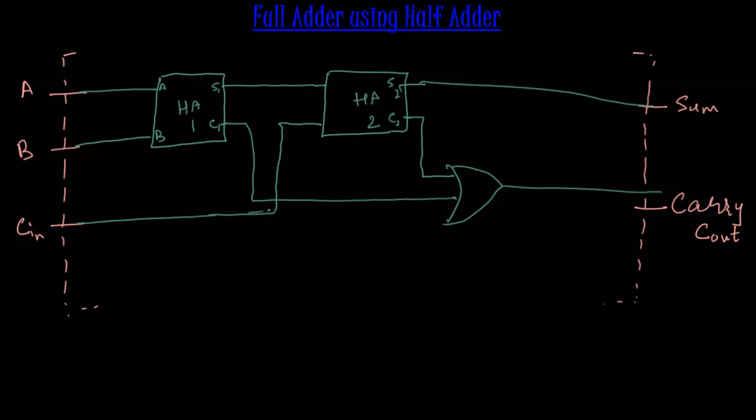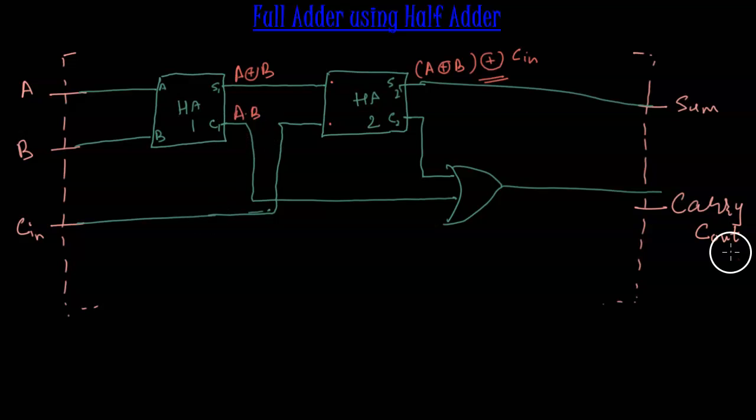Let us deduce the equations out of this. So from the first half adder, the sum is A XOR B, and the carry is A dot B. Now for my second half adder, the sum is the XORing of this input and this input. So the first input is A XOR B, and now this is XORed with C in, and there we have it. This is the sum.